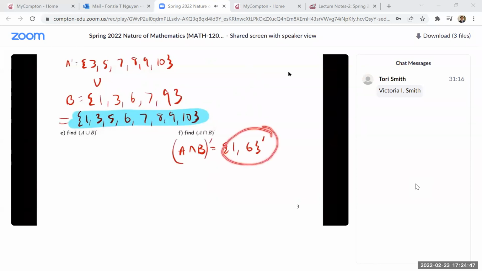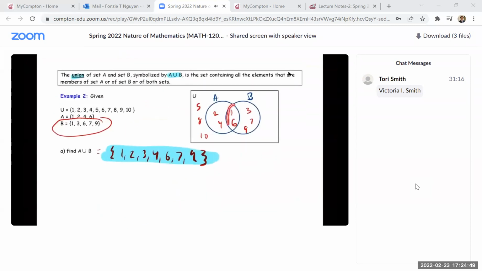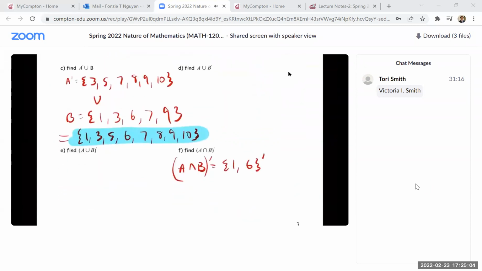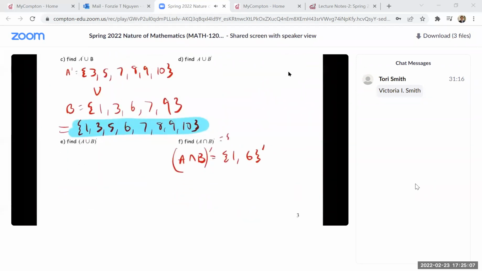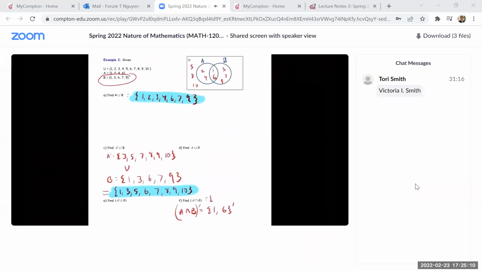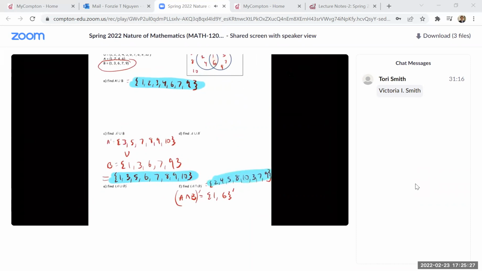So now we have to figure out what's everything outside of 1 and 6. 5, 8, 10, 2, 4, 3, 7, and 9. Yeah, you got it right. So everything outside of 1 and 6 would be the rest of these. It doesn't have to be in any specific order. So it's going to be 2, 4, 5, 8, 10, 3, 7, and 9. So everything except 1 and 6. All right, so that's how you would do the complement of the intersection.